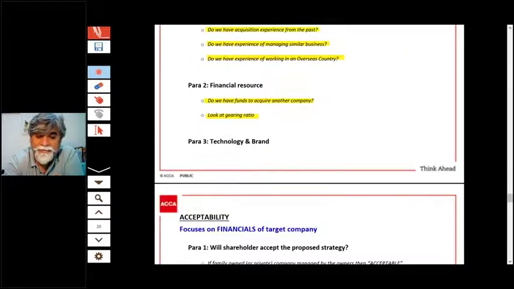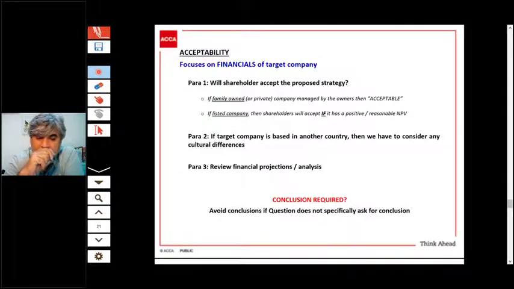The third one is acceptability. Acceptability focuses on the financials of the target company. So whom are we going to acquire? Of course, if we are paying money, I want to buy a company which is good. And how do I know it's good? I will look at their financials. I will do some due diligence, financial due diligence. I will see their revenues, their historic profits and their balance sheets.